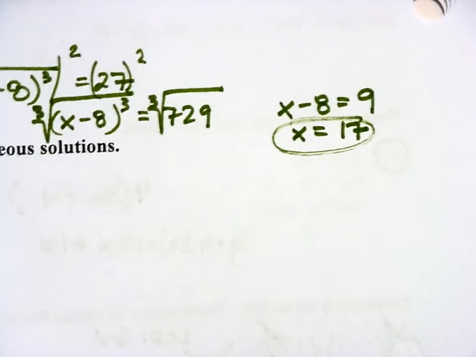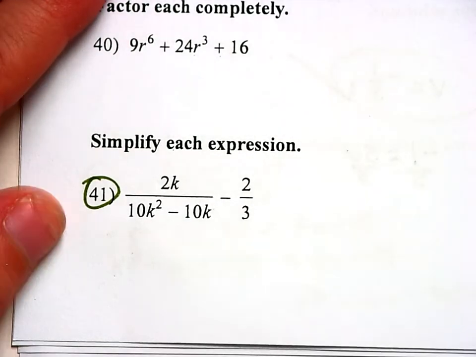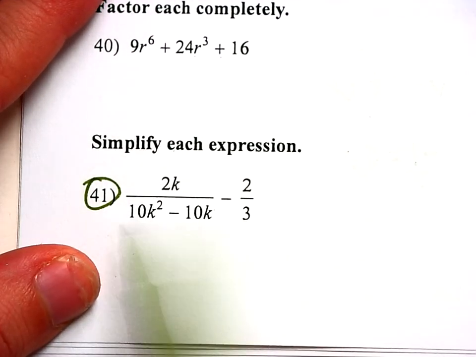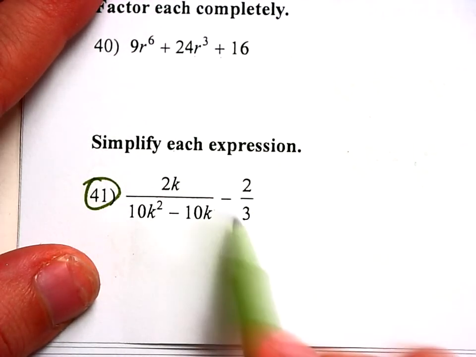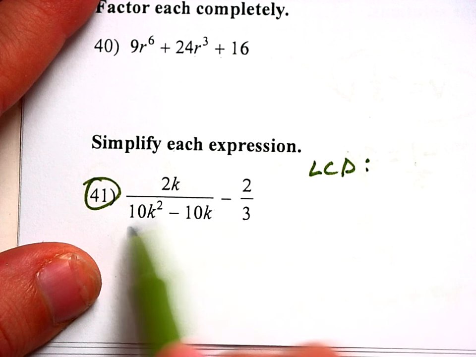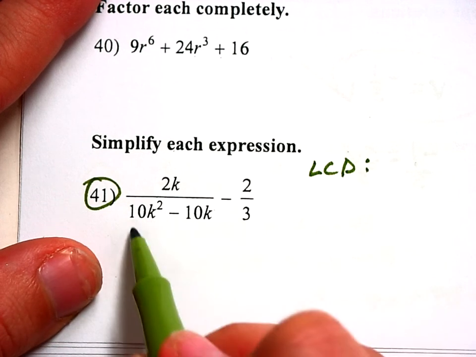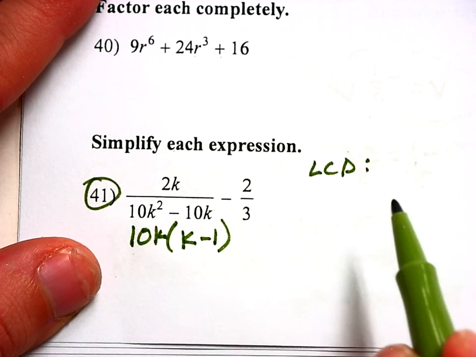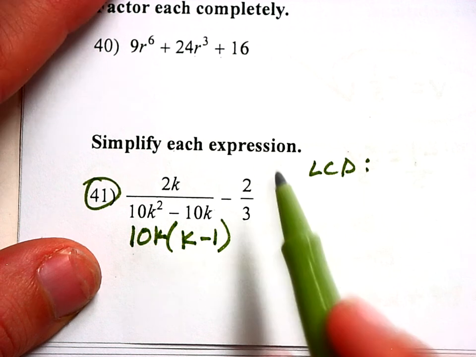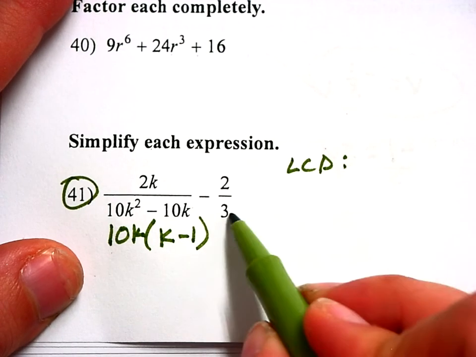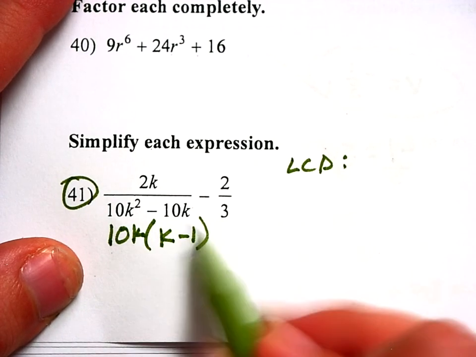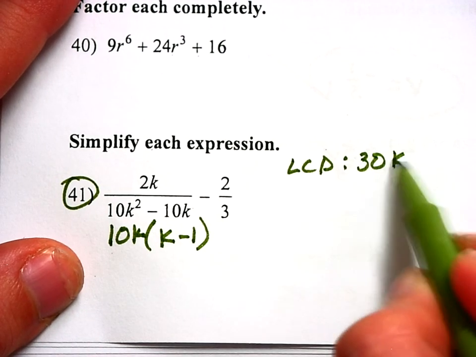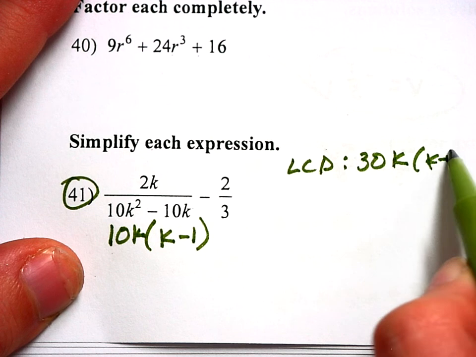Okay, last one on this page that we're going to do is this one right here. This is subtraction, and so I need to have common denominators. And so I first have to find the LCD. Let's factor this and see what this is. This is like a 10k and then a k minus 1. And then we have a 3. So all of our factors are 3, 10, k, and k minus 1. So that's 30k(k minus 1).